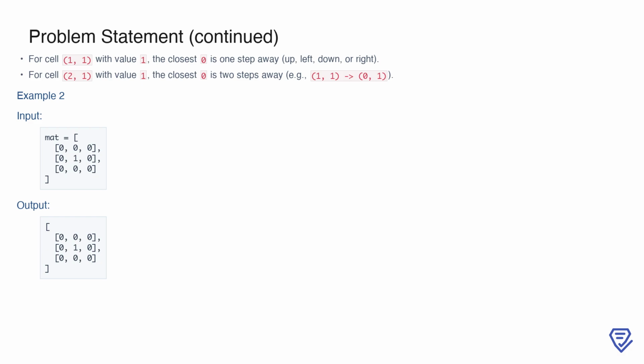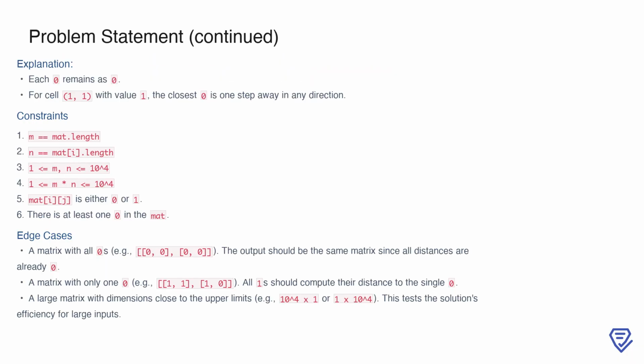Now, let's consider another example to ensure the concept is clear. In the second example, the input matrix mat is again a 3x3 grid, but this time, all rows are 0, 0, 0, except for the middle row, which is 0, 1, 0. The output matrix for this case is 0, 0, 0, 0, 1, 0, 0, 0, 0. Here, each 0 remains as 0, since no movement is required to reach the nearest 0. For the cell (1, 1), which has a value of 1, the nearest 0 is 1 step away in any direction, so the output value is 1.